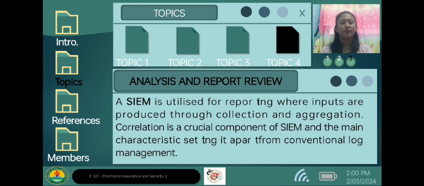Analysis and report review. A SIEM is utilized for reporting, where inputs are produced through collection and aggregation. Correlation is a crucial component of SIEM and the main characteristic setting it apart from conventional log management. SIEM, or Security Information and Event Management, systems are essential for security reporting and monitoring. They combine log collection, aggregation, and analysis to provide a comprehensive view of an organization's security posture.